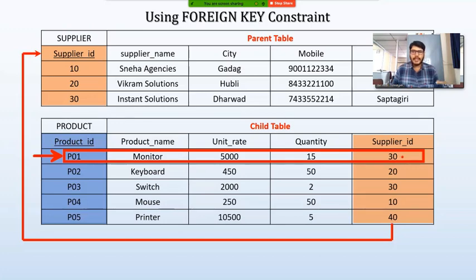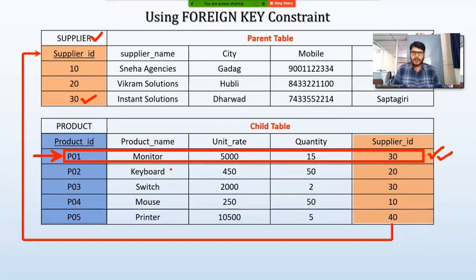So in this case, what happens? Before inserting this record, it will refer to the parent table and look for the 30 value here, because I'm trying to store the 30 value in the supplier ID foreign key column. So obviously it will look in the parent table. The parent table is what? Supplier. And here it will look for the 30 value, whether supplier ID 30 is available here. Yes, it is available. Then it will insert this particular record.